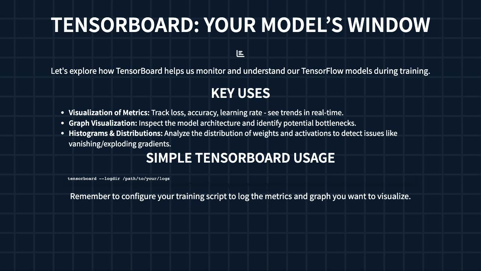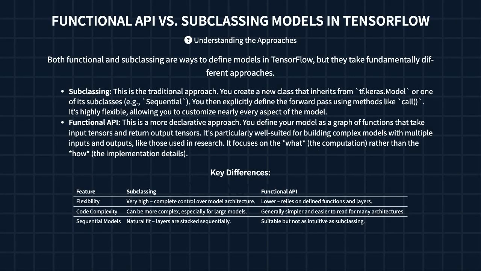It's also great for looking at the distribution of weights and activations to catch things like vanishing or exploding gradients. To use it, just run TensorBoard from your terminal, pointing it to the directory where you've saved all your training logs.